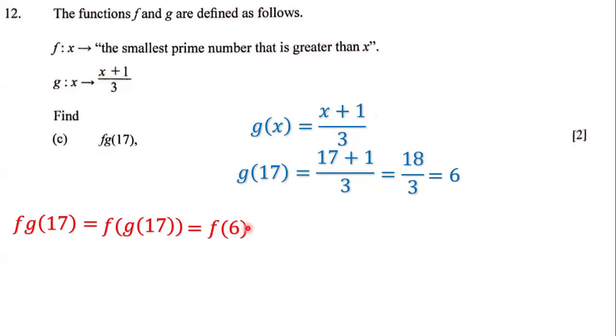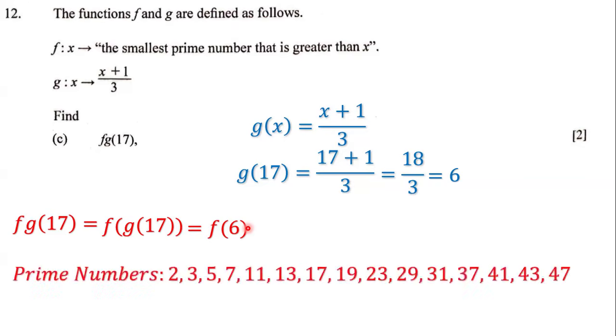F of 6 is telling us, okay, what is the smallest prime number that is greater than 6? And whatever that is, that's going to be f of 6. And so we have our prime numbers, and they want us to find the smallest prime number greater than 6. 5 is not the smallest prime number greater than 6 because 5 is less than 6. After 5, the next prime number is 7. So 7 is the smallest prime number greater than 6. That means that f of 6 is going to be equal to 7 because 7 is the smallest prime number that is greater than 6. And so our answer here is f of g of 17 is equal to 7.